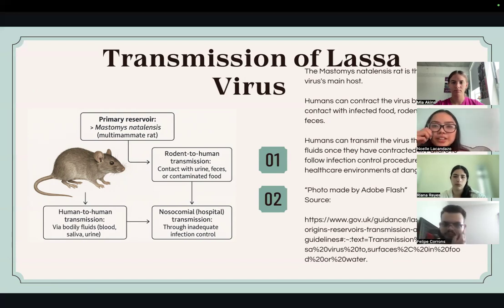As you can see in this diagram, it shows the primary reservoir, the Mastomys natalensis, going to the rodent-to-human transmission, which is contact with urine, feces, or contaminated food, which causes the nosocomial, which is the hospital transmission through inadequate infection control. And then the rats also cause the human-to-human transmission via bodily fluid through blood, saliva, and urine.